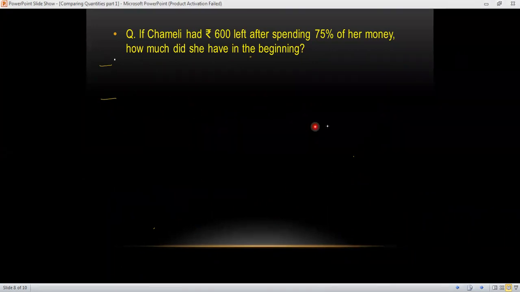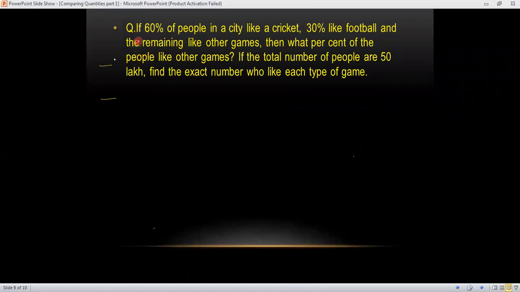So let's see what is the next question. If 60% of people in a city like cricket, 30% like football, and the remaining like other games, then what percent of the people like other games? If the total number of people is 50 lakh, find the exact number who like each type of game.